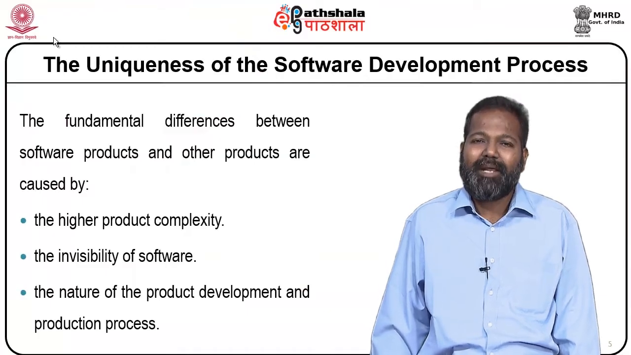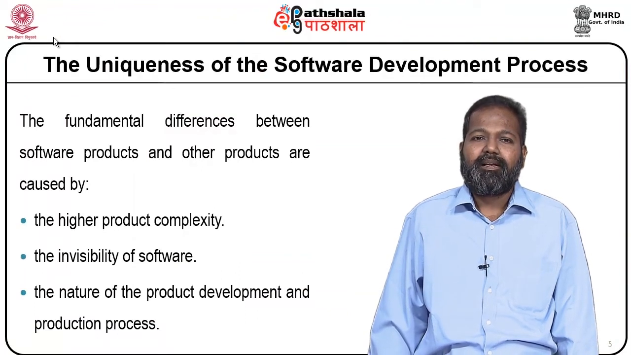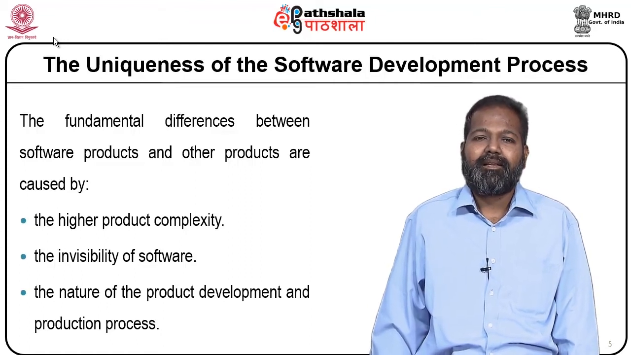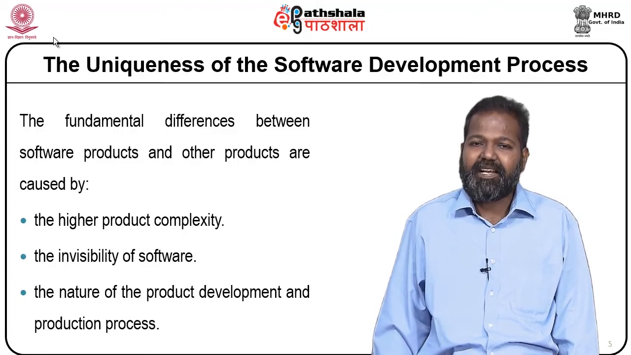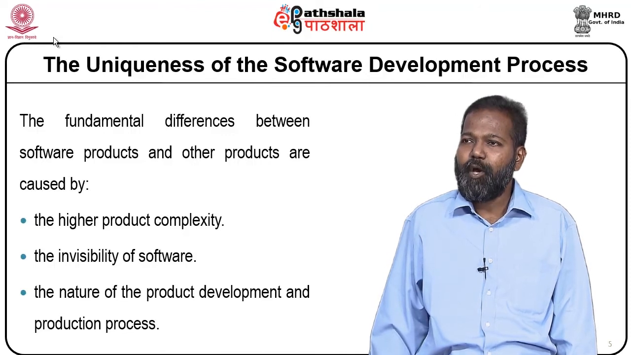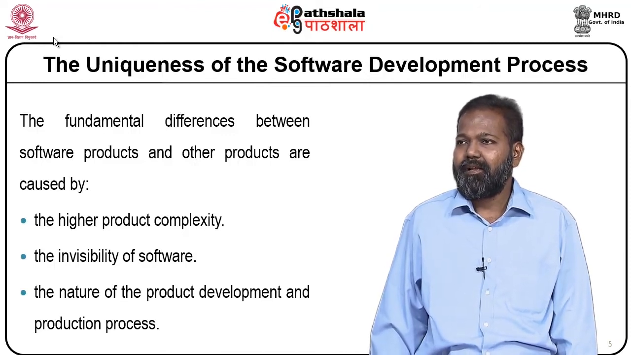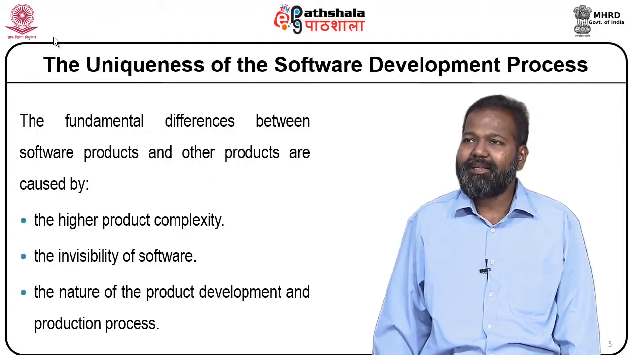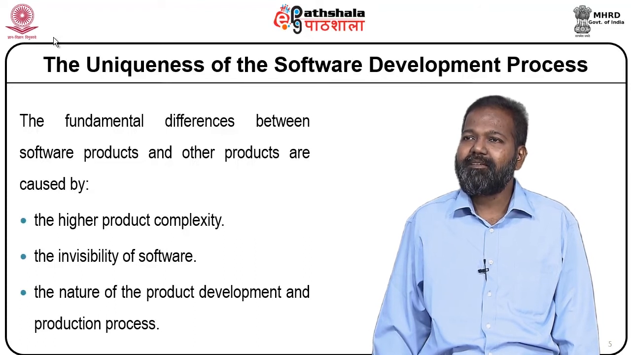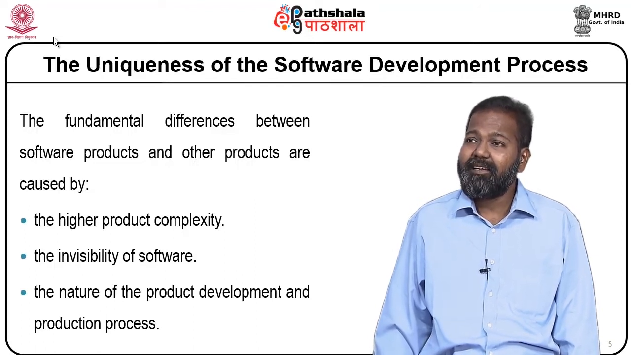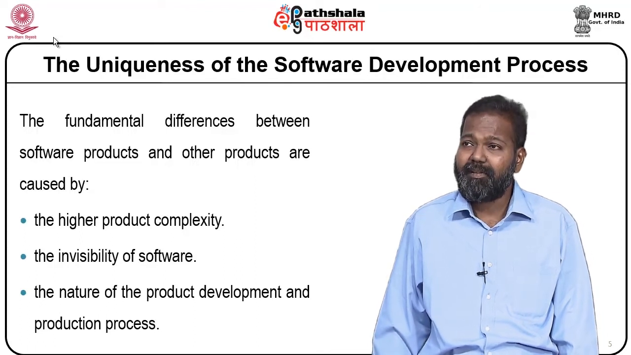Let me first discuss the uniqueness of the software development process. The fundamental differences between software products and other products are caused by the higher product complexity, the invisibility of software, and the nature of the product development and production process. For example, consider a flyover being constructed. The progress is visible to the outside world. However, in the case of software development, the progress is not visible to the outside world. Software projects are more complex than other infrastructure projects. At the same time, they are also flexible.